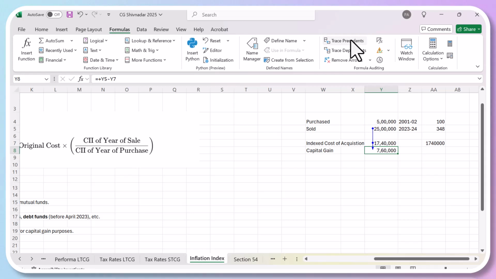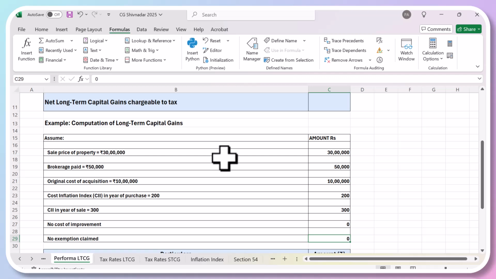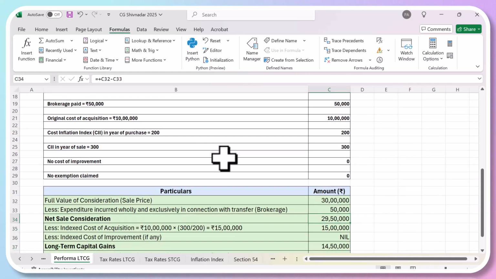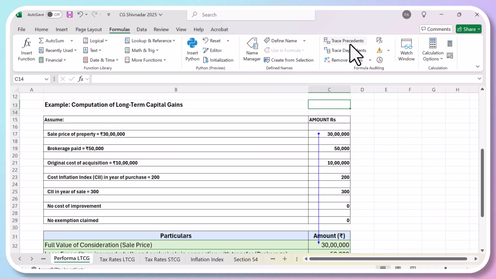Okay. So we'll do a question now so that you understand that. We'll go back to the long term. Here I have not given the years. So when you bought the asset, the index was 200. When you sold, the index was 300. Okay. So you can just go to the formula. The full value of the consideration is coming from here, which means the selling price of the property was 30 lakhs.